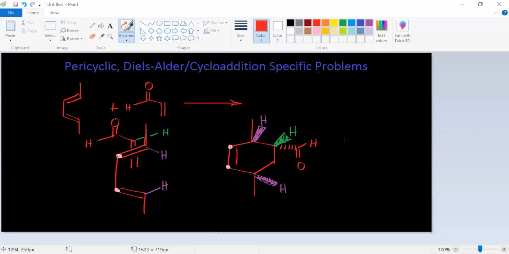It works best for acyclic type molecules. When you start working with cyclic molecules and trying to determine endo versus exo, it gets a little bit messy doing this technique, but it will still work. You just have to be very clear about what your hydrogens are doing, what your substituents are doing. And so, of course, this product is our endo product. And we know the endo product is much more favored than the exo product. And this is a reason why.